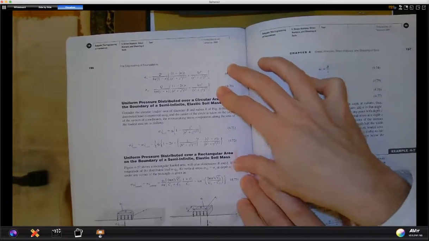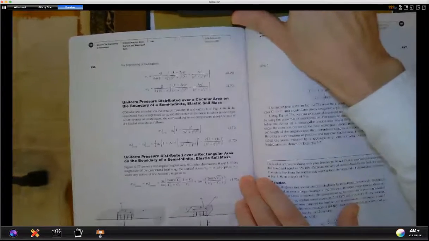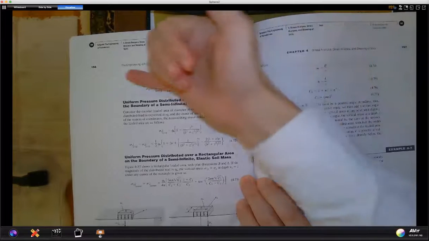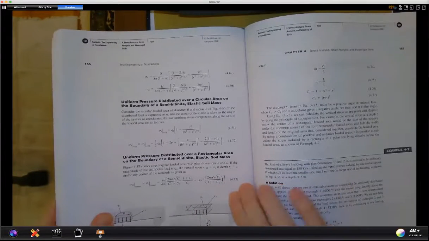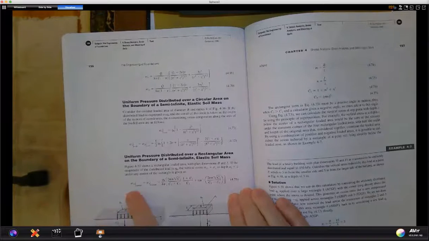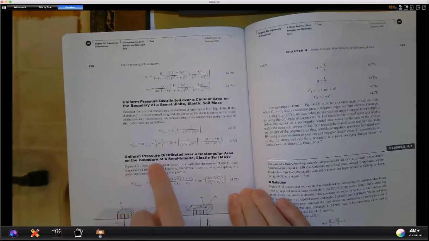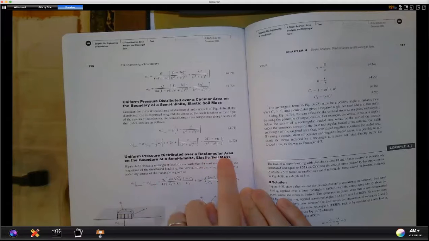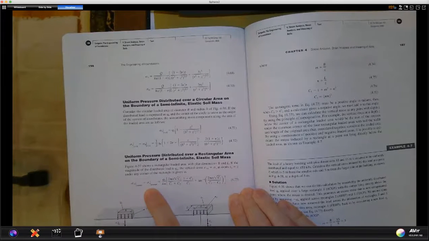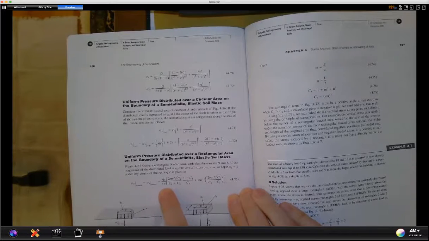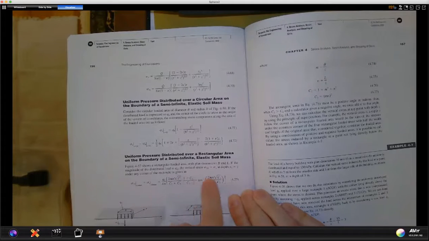In any event, it's page 156 of your text. And you see this long equation here. And this is for the uniform pressure distribution of a rectangular area. And this will provide the stress under the corner. So sigma z corner is the vertical stress under the corner and shows this large equation.